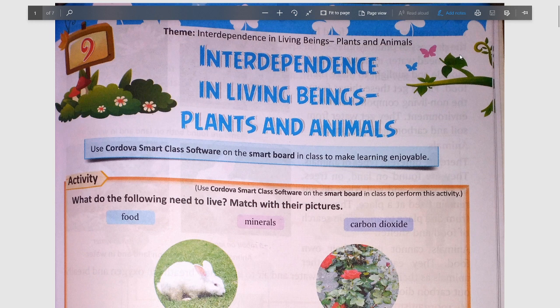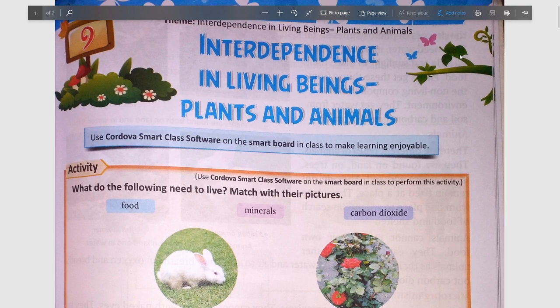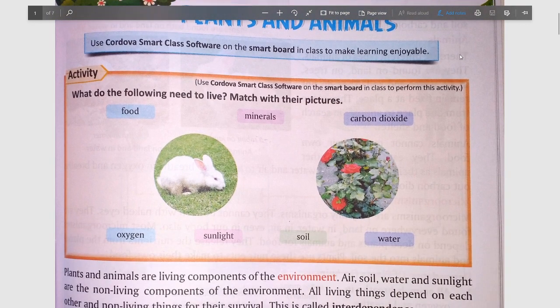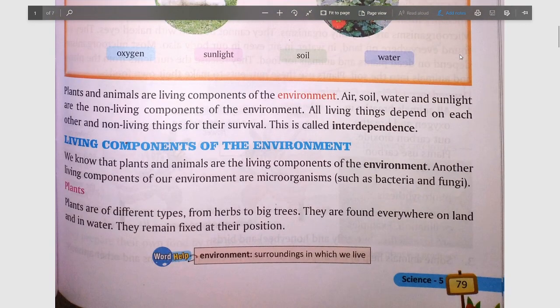So let us read this chapter. Then we are going to do the given exercise for revision in the copy, and then the short and the long answers of this chapter. Watch this video with focus and attention, so that when I ask any question in between the chapter, you will be able to give the answer. As I have told you, in this chapter we will study the dependence between the animals and the plants. So let us start this chapter.